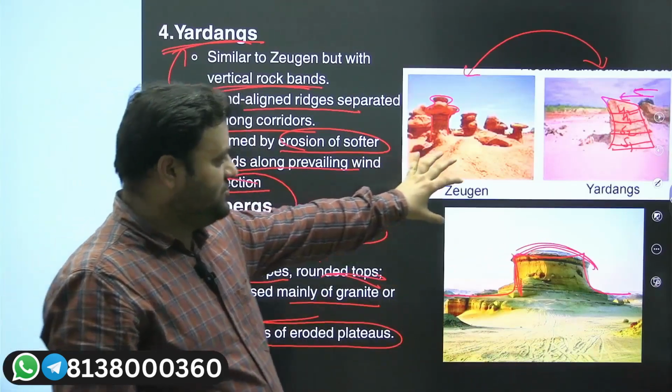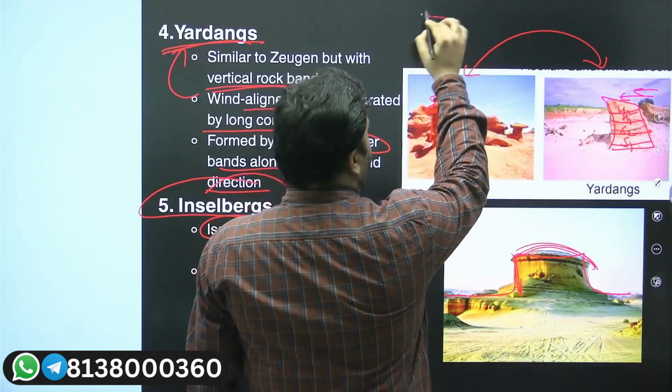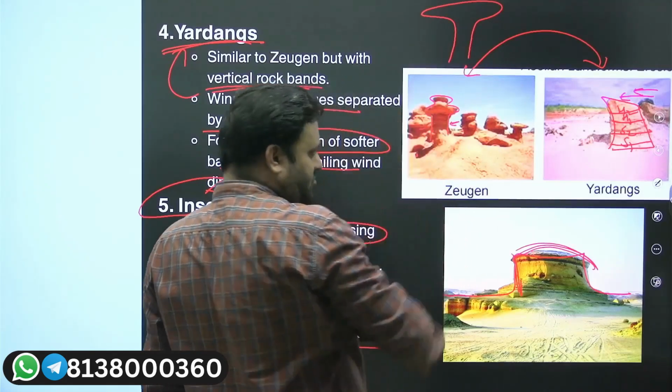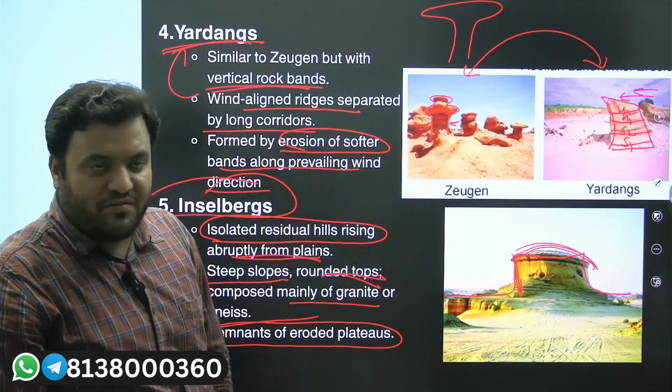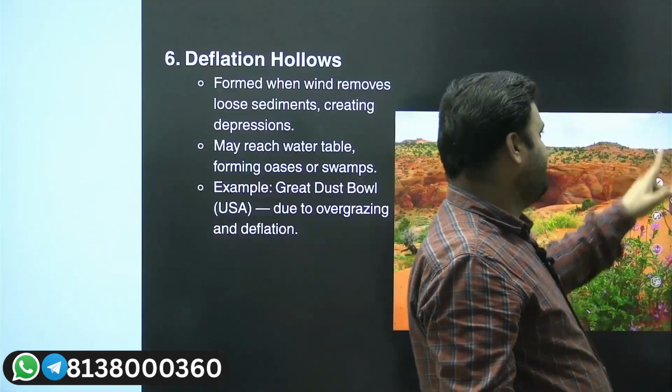These are what? Zeugen. These are what? Yardangs. And if you see this kind of rocks specifically, they are what? Mushrooms. Now they are on the verge of becoming mushrooms. How much time it will take, we don't know. That's why it is humanities, geography, not science.